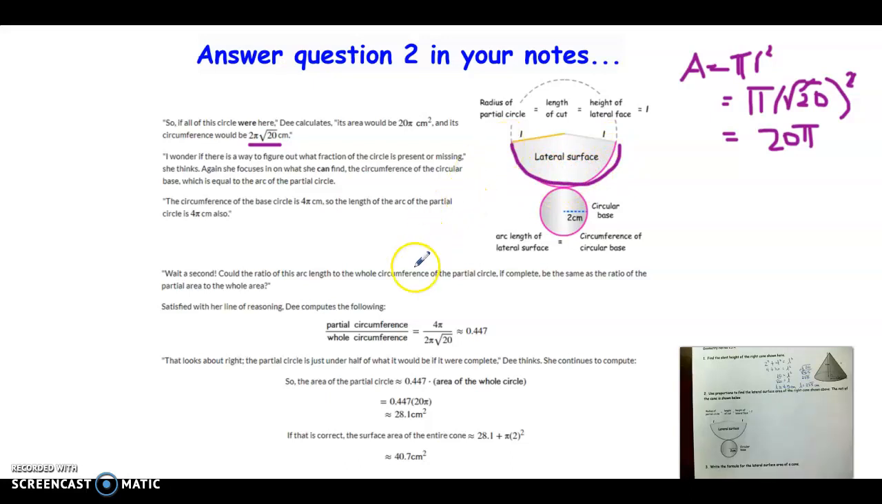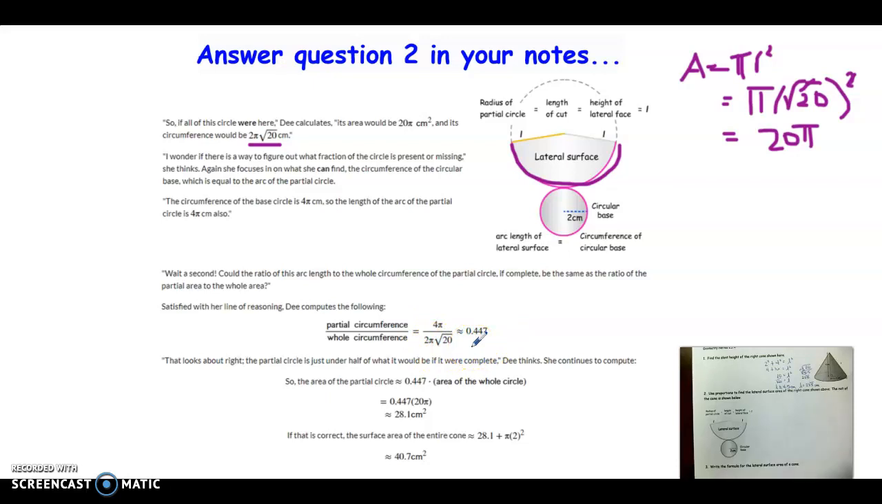So she says, wait a second, could the ratio of this arc length to the whole circumference of the partial circle, if completed, be the same as the ratio of the partial area to the whole area? And the answer to that is yes, that was exactly what it is. So the partial circumference is 4 pi, and she knows the whole circumference. We found that up here, 2 pi over the square root of 20. And so she gets a decimal approximation of that by dividing 4 pi by 2 pi square roots of 20.